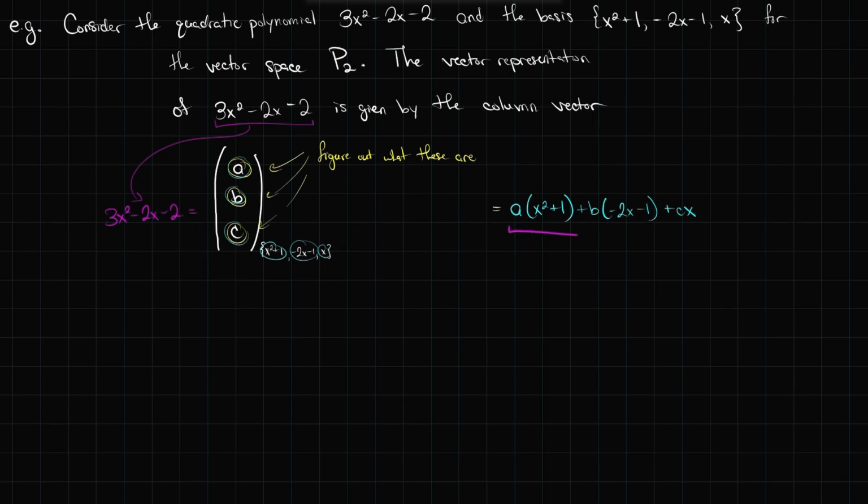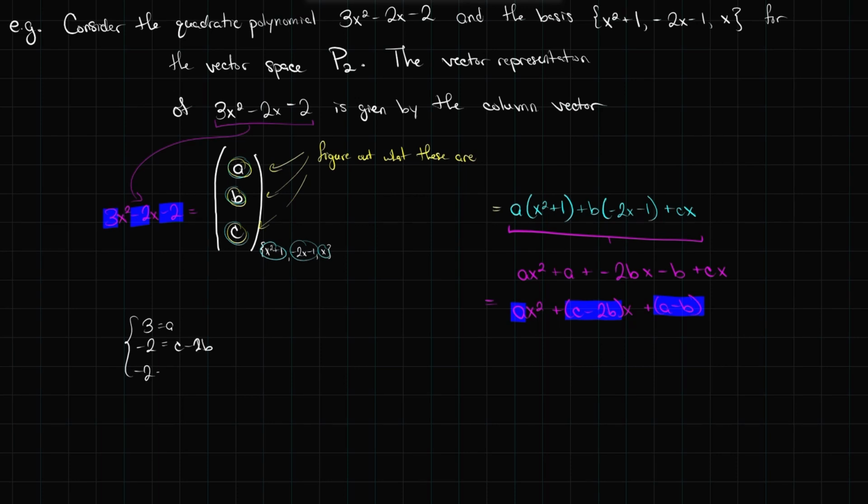So what I need to do is, as I did in the previous video, expand this to give me ax squared plus a plus negative 2bx minus b plus cx. If I combine all of my like terms, I have ax squared plus (c minus 2b)x plus (a minus b). Now I'm going to compare the 3 here with a there, the negative 2 there with c minus 2b there, and the negative 2 there with a minus b there. That gives me a system of 3 equations: 3 equals a, negative 2 equals c minus 2b, and negative 2 equals a minus b.